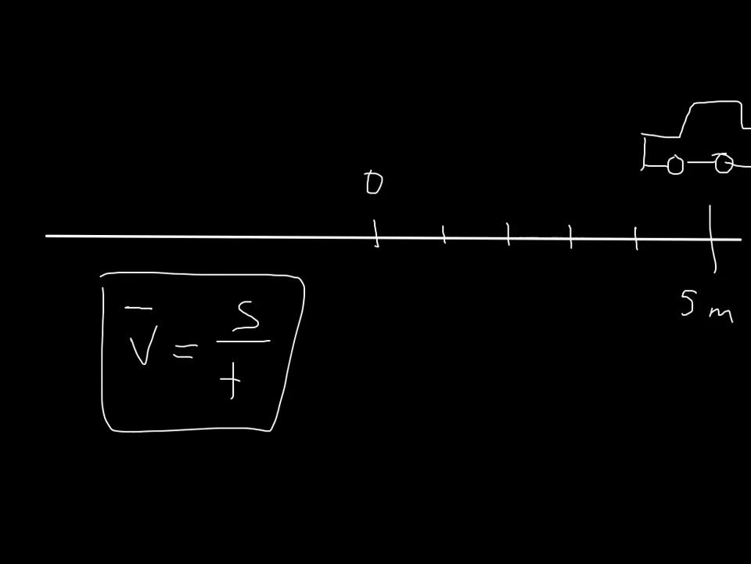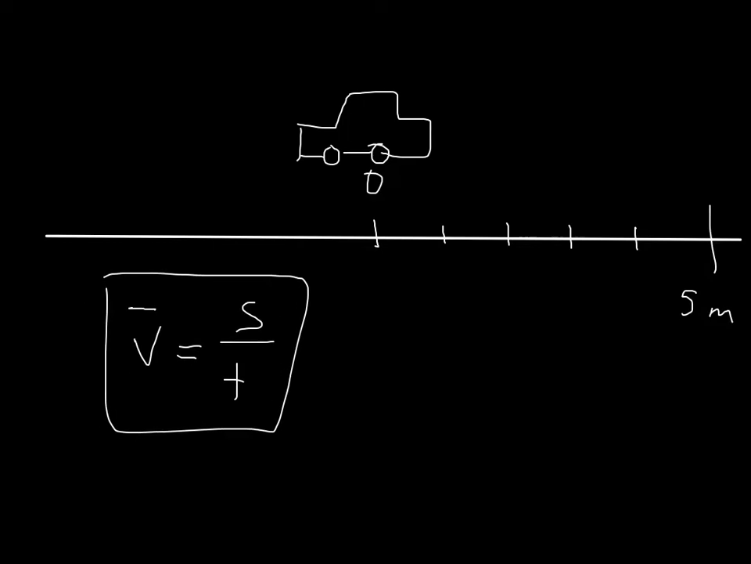Now this is all well and good, but this is not perfect at all, right? Because if I'm in my car, the speedometer tells me its speed, but it doesn't tell me its average speed. What it tells me is its speed at each moment. Okay, and that's not the average speed. That's the speed, or some people call it the instantaneous speed. It's the same thing as speed.